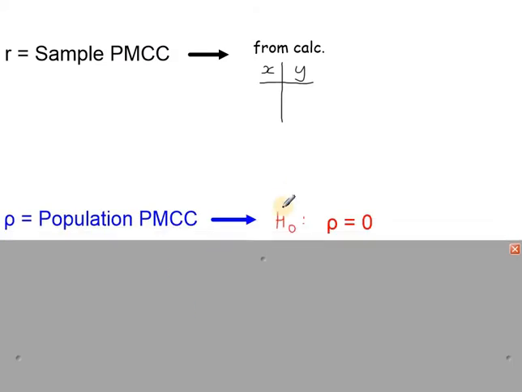You write down your null hypothesis, H0: rho is equal to 0. We always start off by saying that there is no correlation in the population. And H0 is always given in terms of rho.